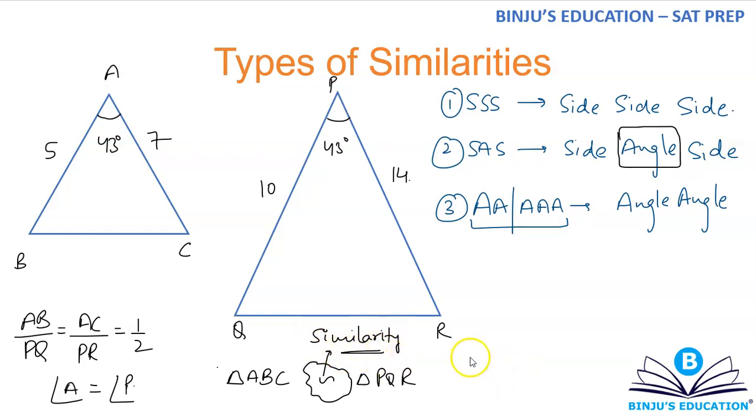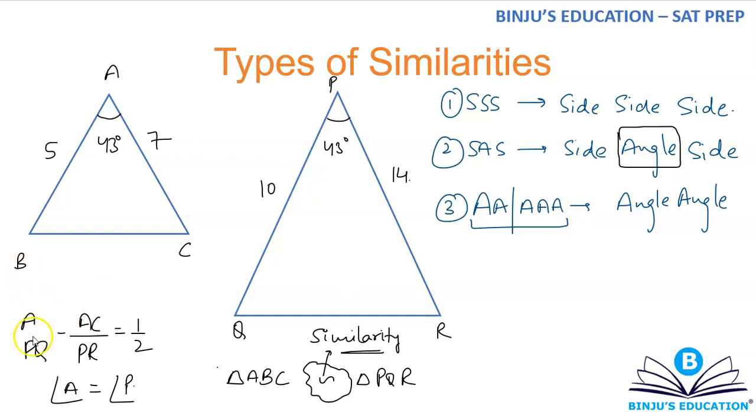And for congruency, you have a sign something like this. This is what we use for congruency. Anyways, we don't have to go into that. So I guess this SAS is clear, that is side angle side. And the next one is angle angle.